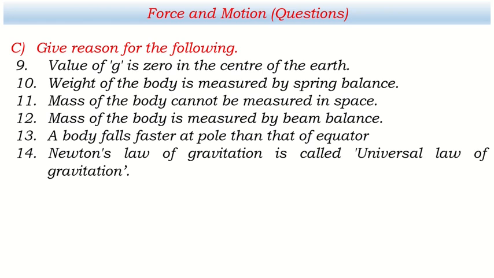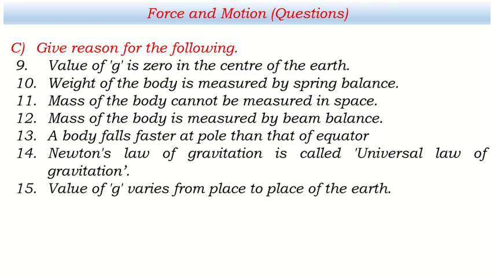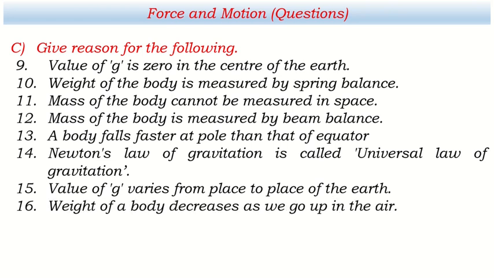Newton's law of gravitation is core. Universal law of gravitation. Why? You have to give reason. And value of g varies from place to place of the earth. Certainly it depends upon the radius of the earth, which is different in different places of the earth. You have to explain this shortly. Weight of a body decreases as we go up in the air.